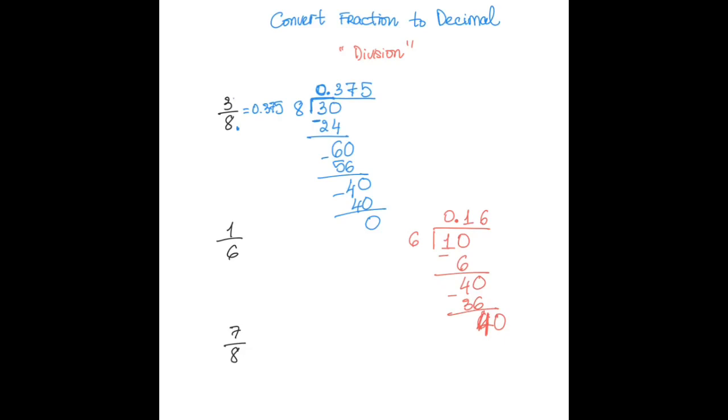And again, you borrow 0. 40 divided by 6, you got another 6. 6 times 6, 36. So we're gonna have a repeating decimal, 6. So 1/6 equivalent to 0.166, and keep repeating the 6.